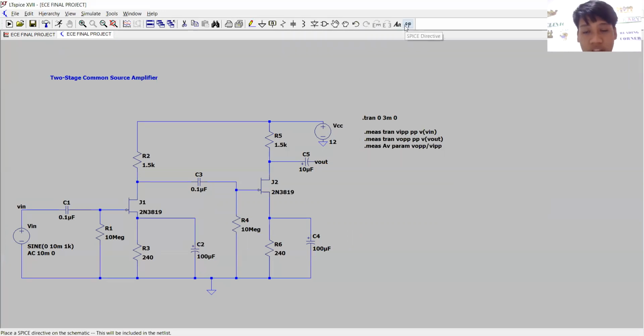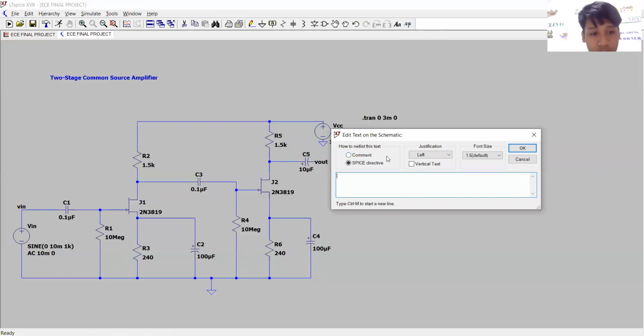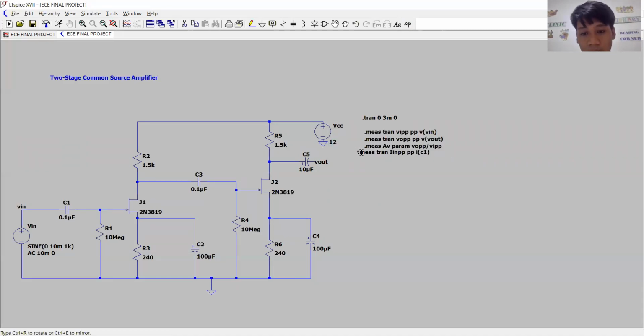Then to find some other parameters, we will have to type additional commands. We will start off with this measure run IinPP, IinPP, IC1. This is for the input peak-to-peak current of the circuit.